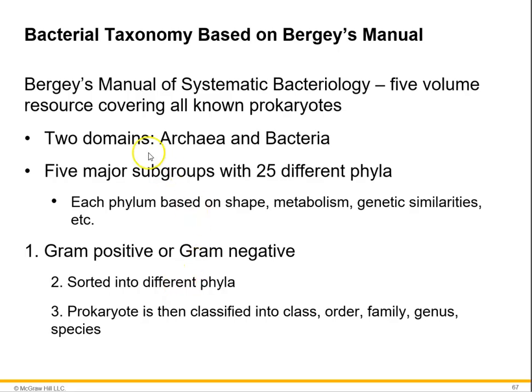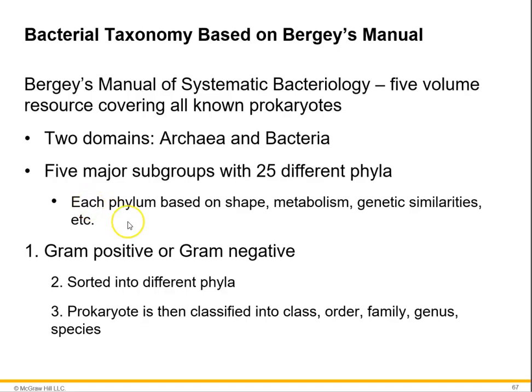Okay, so there's this thing called Bergey's Manual of Systematic Bacteriology. It's a 5-volume resource that covers all known prokaryotes. So that means it's going to involve just 2 of the 3 domains, right? Prokaryotes are archaea and bacteria. And it's got 5 major subgroups with 25 different phyla. Each phylum is based on something different. So for example, shape, metabolism, genetic similarities, etc. So organisms with similar characteristics are going to be placed in the same phylum.